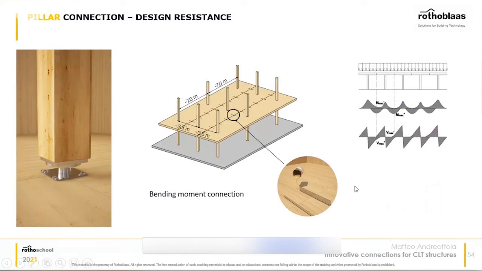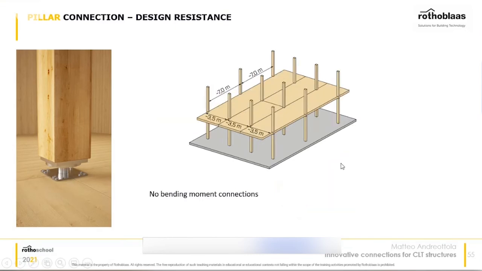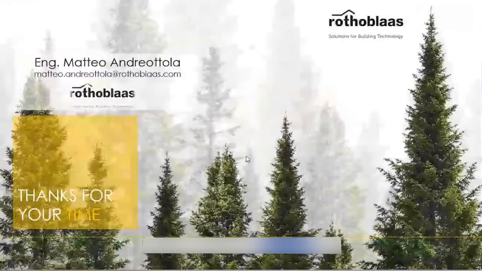It works just as well. You can do the same bending moment resistant connections, or you could avoid using bending moment connections completely by just having the CLT panels on one span from one column to the other.